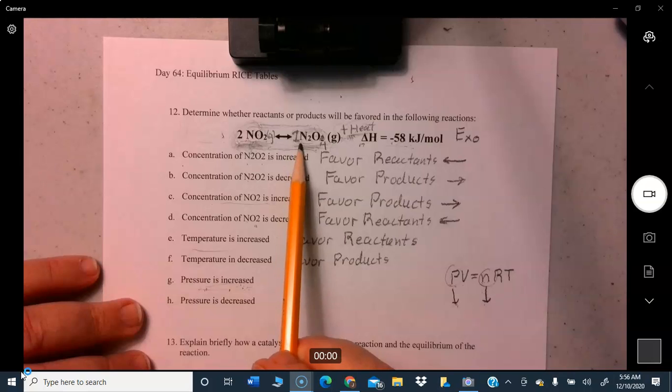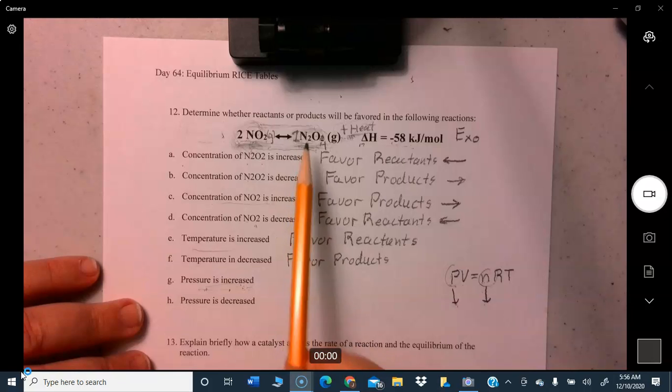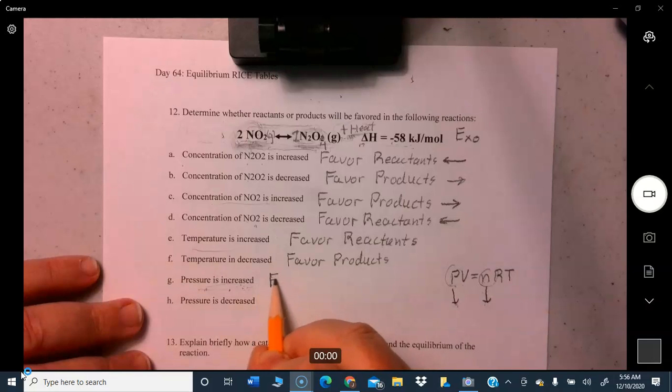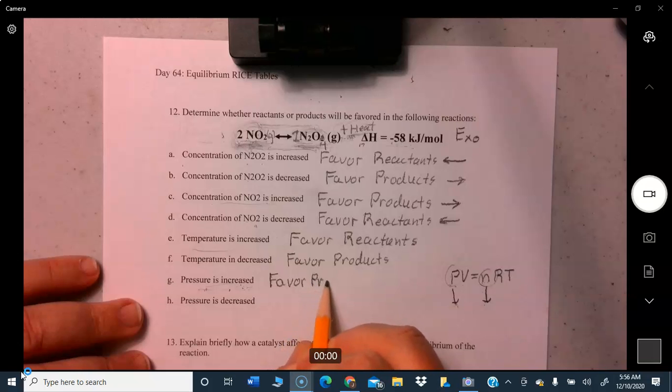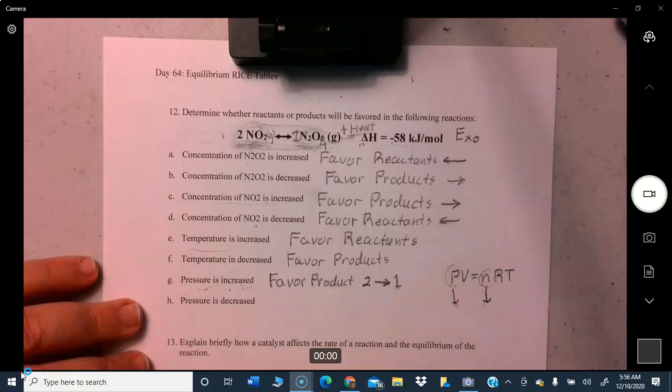It's not always products, but in this reaction it is. The side with the fewest moles is products, so the reaction is going to want to go to the side that has fewer moles, fewer molecules in the container, so that it can reduce the pressure back down to equilibrium. So that means in this case, in this reaction, it's going to favor products. And I'll just write 2, arrow, 1. It wants to move in the direction of the 1. So it wants to go to the right.